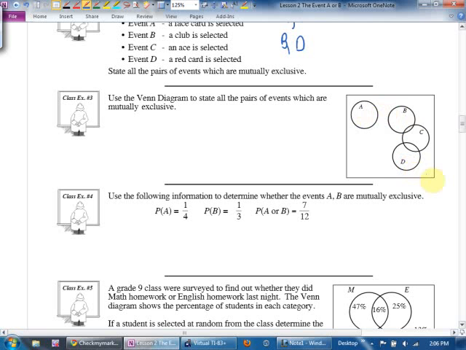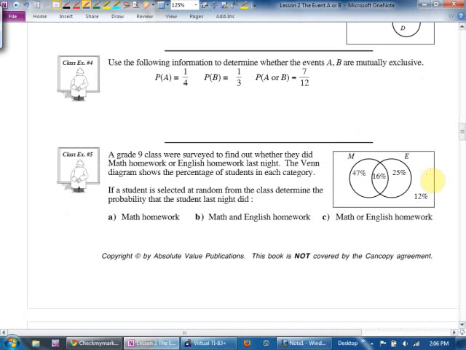What I want to do is go to example four. Here's a mathematical one. It says, use the following information to determine whether the events A and B are mutually exclusive. And they've given me the probability of A, the probability of B, and or. I'm going to write down our equation. We said this: the probability of A or B is equal to the probability of A plus the probability of B minus the overlap, A and B. This is on your formula sheet. You don't need to memorize it, although many of you will because you're lazy.